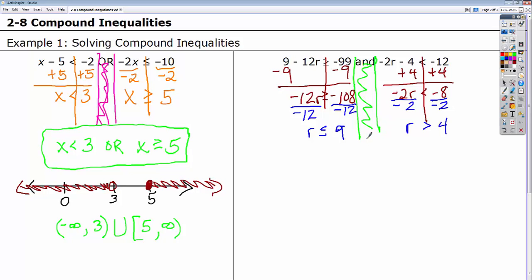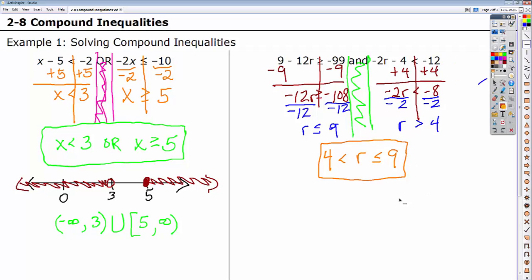Alright, so notice we can leave our answer like this. r is less than or equal to 9 and r is greater than 4. But that's not the most efficient way to write your answer. Most efficiently, you write the smallest number first, 4, and you say 4 is less than r, and r is less than or equal to 9. And that's the best way to write our AND problem answers.